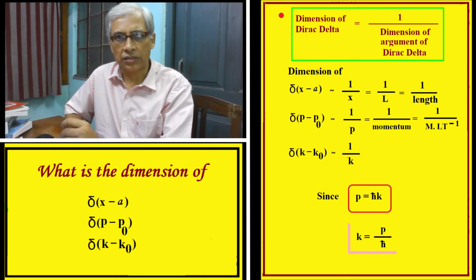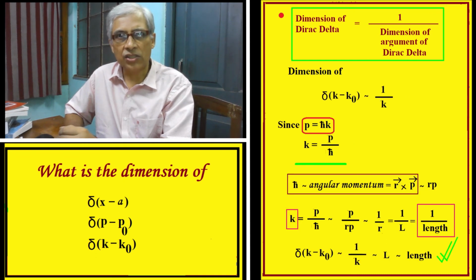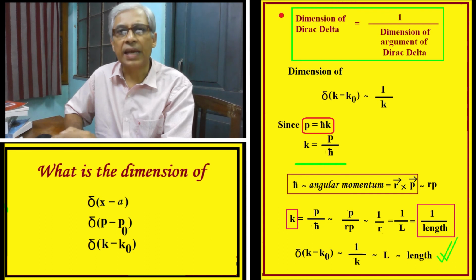Again, we have quoted the famous relation p equal to h cross k, from which we have k to be p by h cross. And again, h cross is angular momentum r cross p. And so, simplification leads to 1 by length as the dimension or unit of k, and therefore the dimension of delta of k minus k0 is simply that of length.